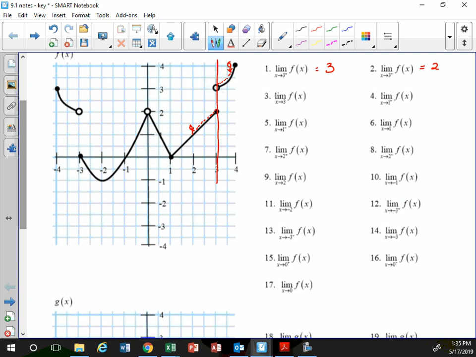All right. Now for number 3, this is what I'm talking about when there's no plus or minus. What I have to do is look at from the left and from the right. So I'm looking at my two guys. Are they going to run into each other? Are they going to be at the same level on the wall? No. So the answer to number 3 is the limit does not exist.